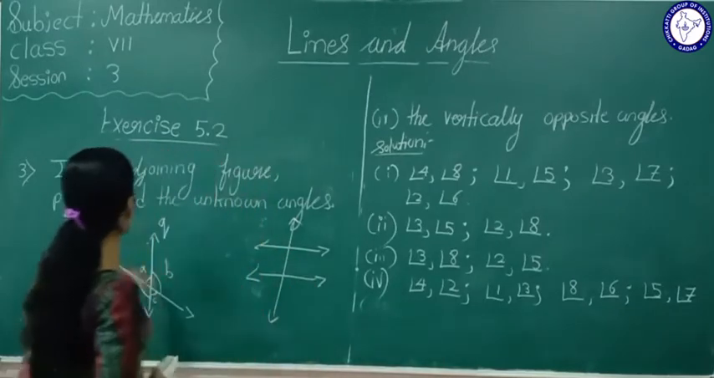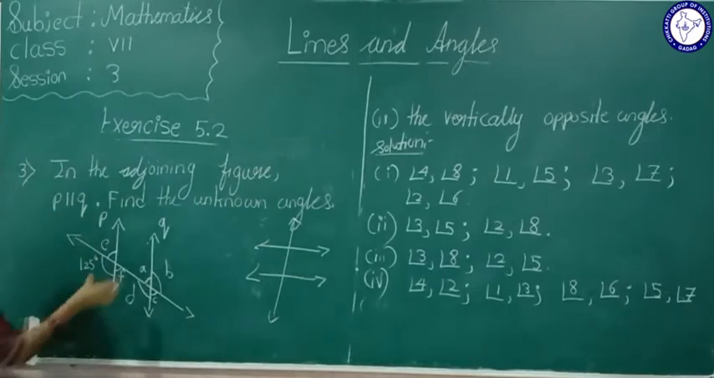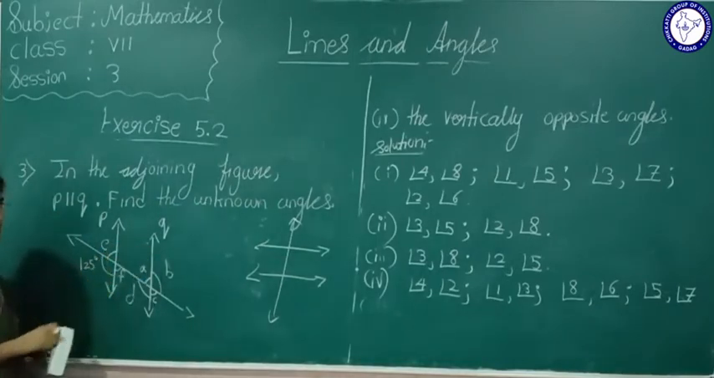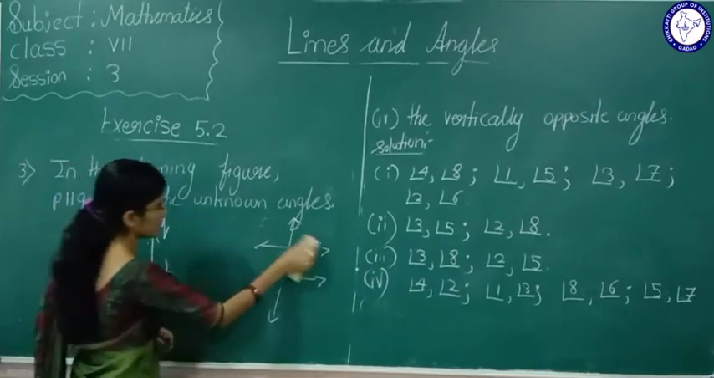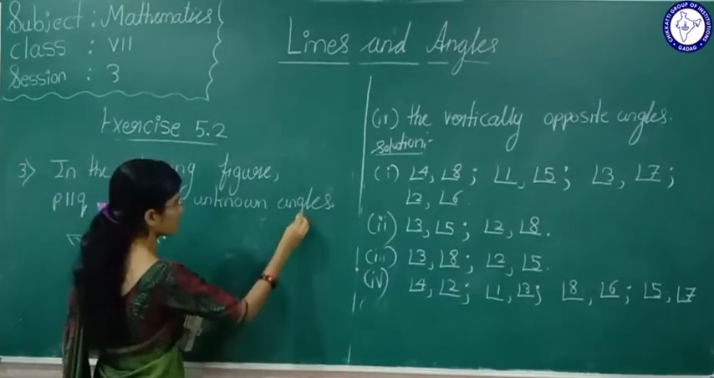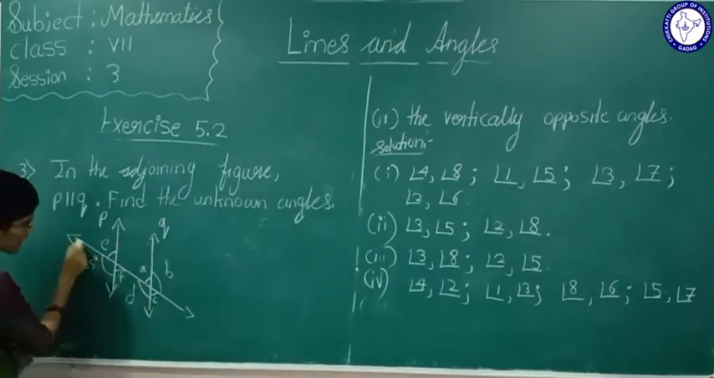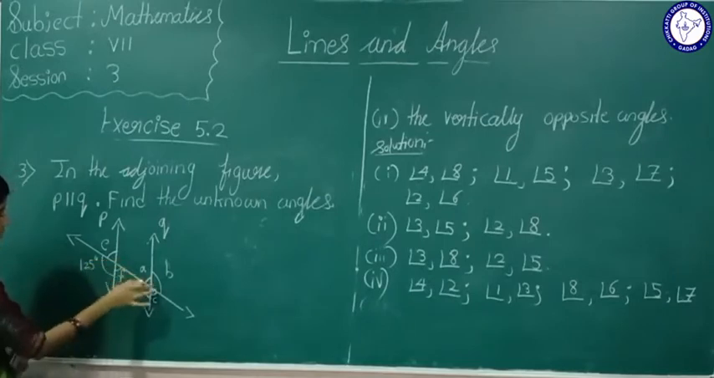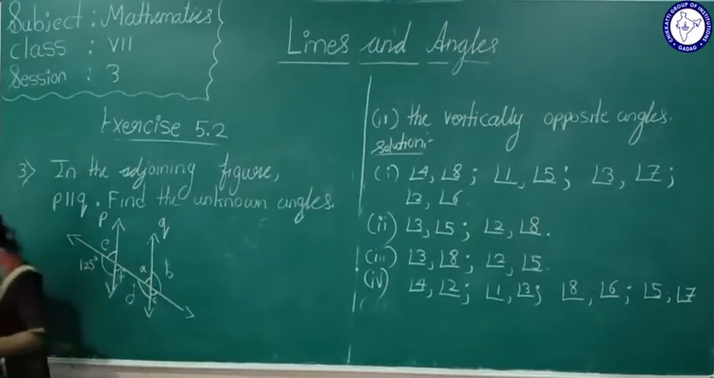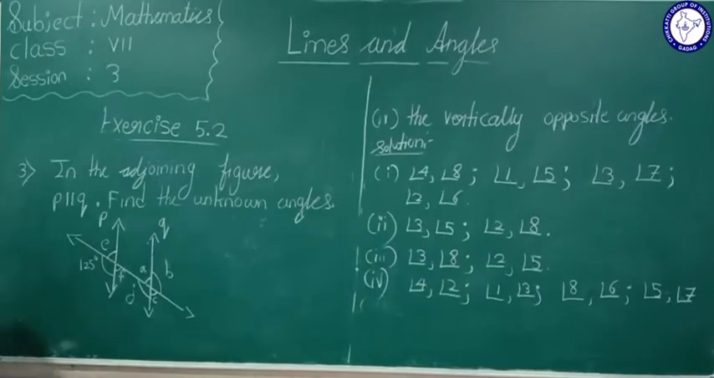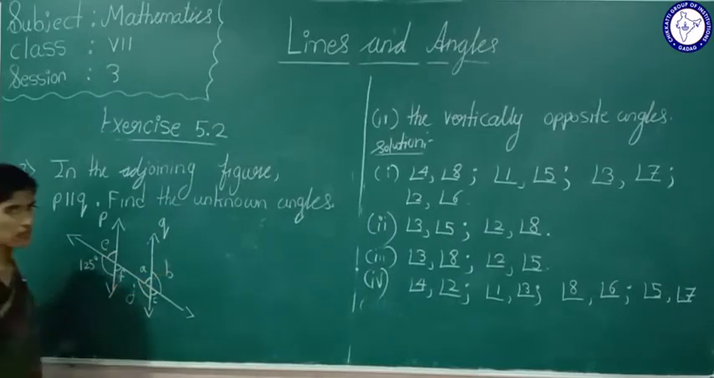Now see here, in the adjoining figure, P is parallel to Q. These two are parallel lines. Find the unknown angles. Now see here students, clearly, P is parallel to Q and this line intersects these two lines at two distinct points. Definitely this is nothing but a transversal. Now find the unknown angles. They told us to find angle E, angle F, angle A, angle B, angle D, angle C. We have to find that.